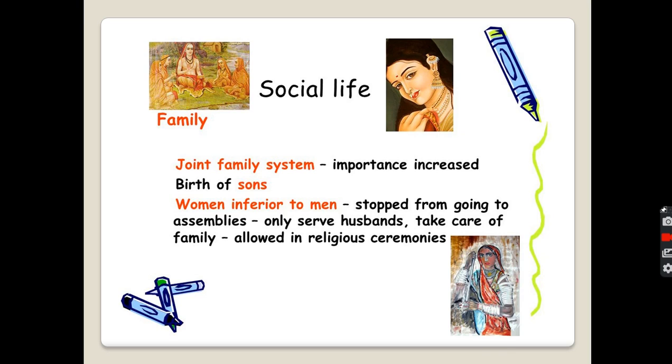For example, women were inferior to men. That means they were stopped from going to the assemblies. They had to only serve their husbands, and they had to take care of their children and their families, and they were only allowed in the religious ceremonies. These were some points. We have seen the social life.